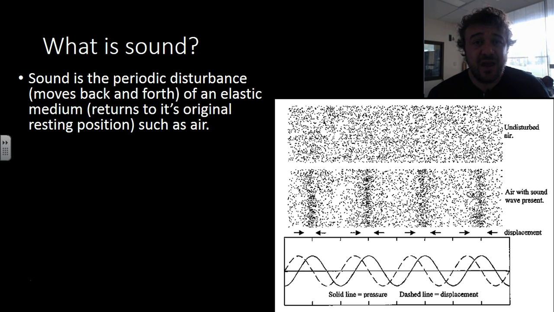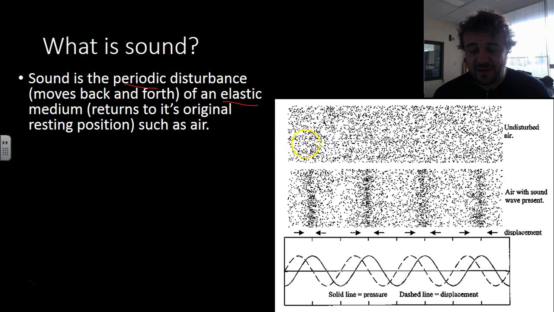So what is sound? Basically, it's the periodic disturbance, in a cycle, that moves backwards and forwards, of an elastic medium, which means it's going to return to its original position. For example, air. In other words, when the air is disturbed, it moves this way, then that way, and then rests back to its original position. But it will do that more than once, and eventually it'll come back to its original position.